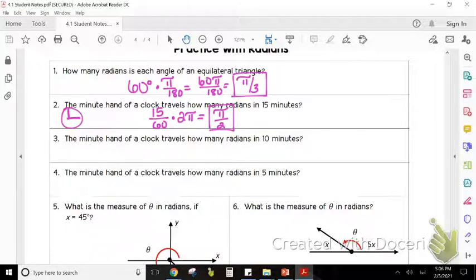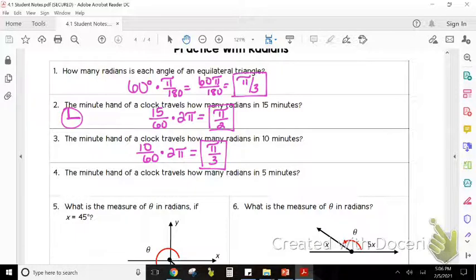All right, so using that same idea, the minute hand of a clock travels how many radians in 10 minutes? So we're going to take 10 over 60 of that full circle, so times 2 pi, and if we take 10 over 60 times 2, it's going to tell us 1/3, and so we got 1 pi over 3, or just pi over 3.